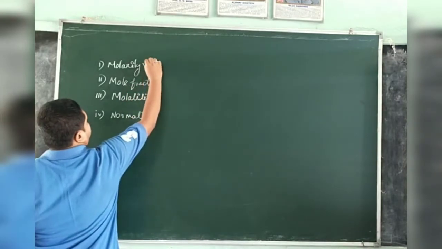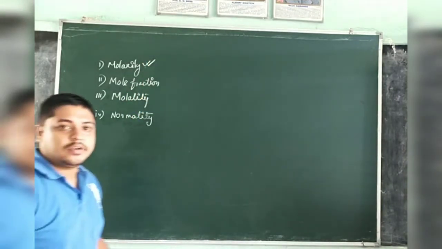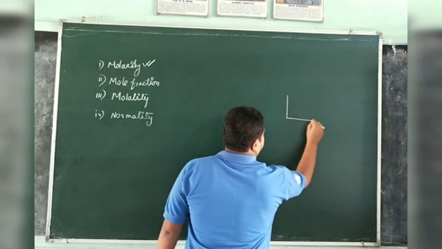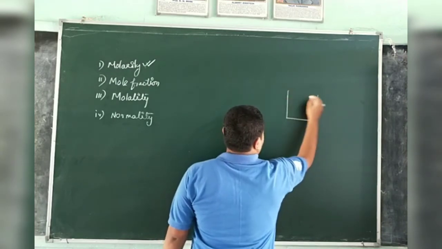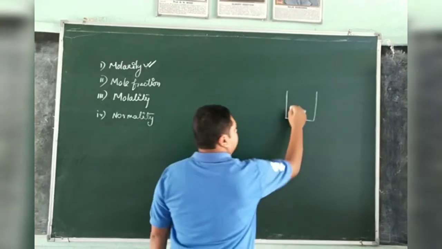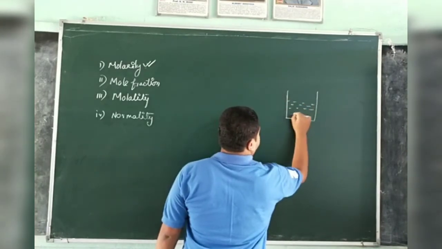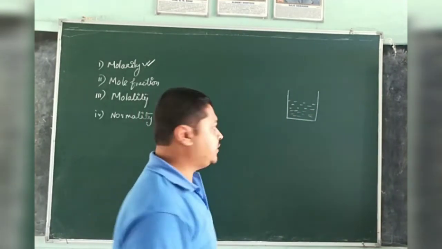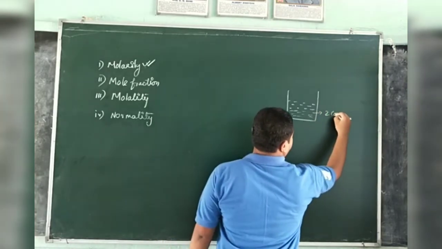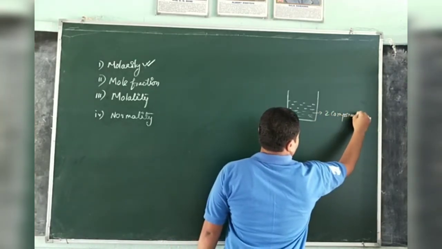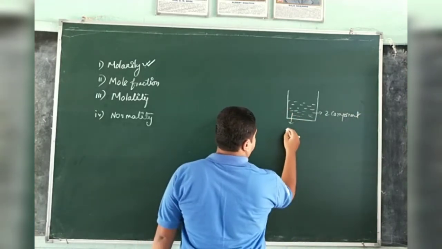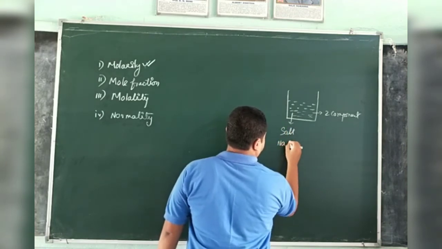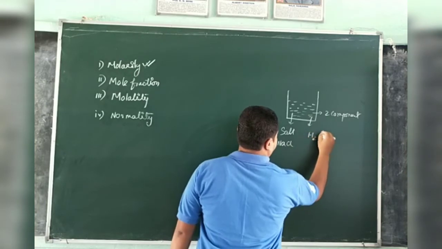So the first one, molarity. How will we express molarity? It is a concentration term. That means suppose a solution means a mixture of more than one component. So at least two components are there. Suppose here is salt, that means sodium chloride and water. This is a mixture of salt and water.